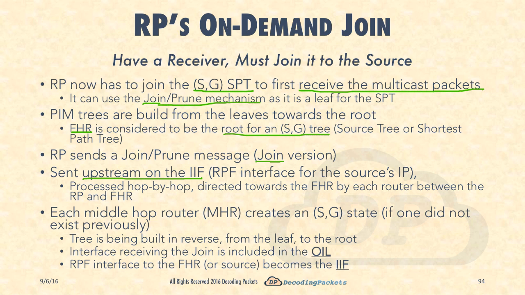Once again, this is processed hop by hop. Now the middle hop routers are actually going to process it, and it is directed towards the FHR from every middle hop router. Those middle hop routers, before this, really didn't have an idea of the S comma G state. Now they can actually go ahead and create this S comma G state, because now there is actual PIM signaling that is happening for this S comma G state. Again, the tree is being built in reverse.